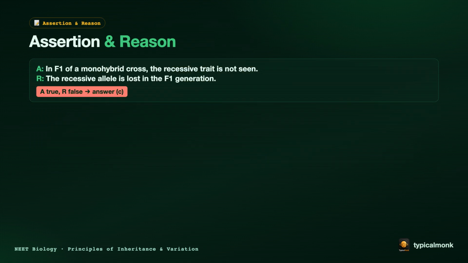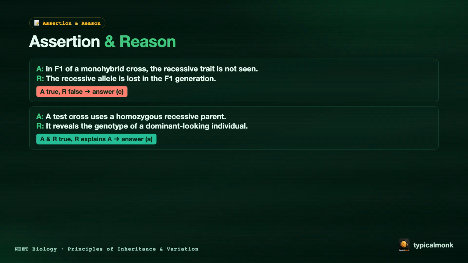Now NEET's first drill, assertion and reason. Each time, ask, is A true? Is R true? And does R explain A? First, A, in the F1 of a monohybrid cross, the recessive trait is not seen. R, the recessive allele is lost in the F1 generation. Here A is true, but R is false. The allele is not lost, only hidden. So the answer is C.